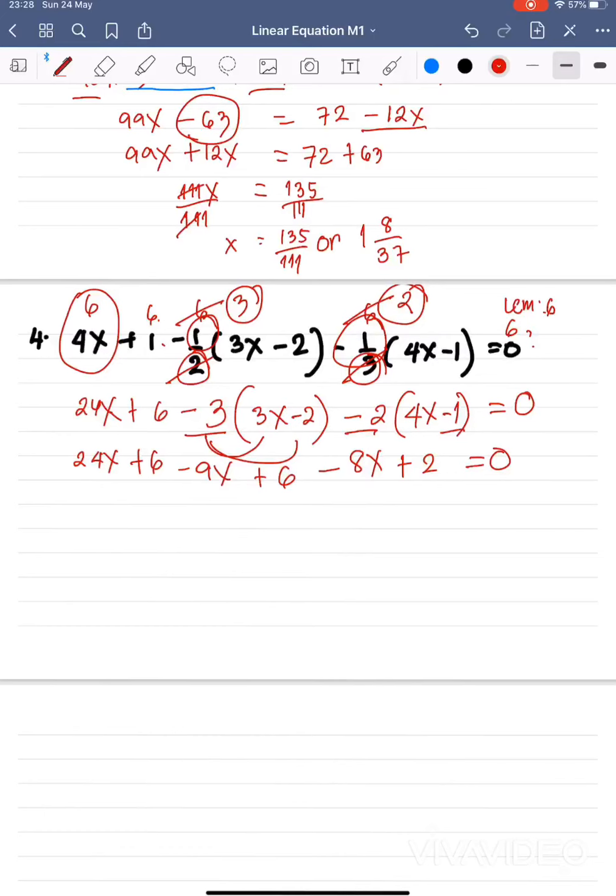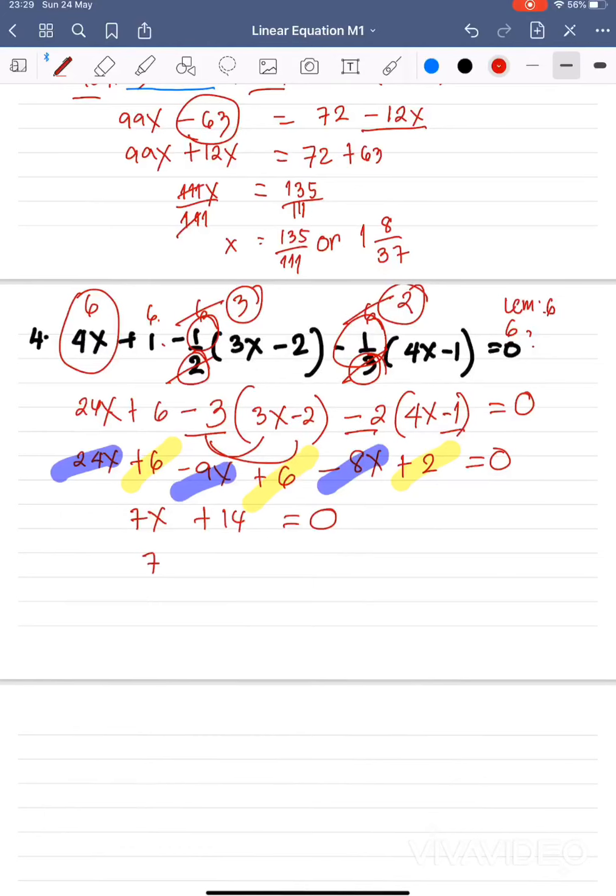This time, we are going to combine terms that are similar, meaning we will combine 24, negative 9, and negative 8. So 24x minus 9 is 15. 15 minus 8 is equal to 7x. Now, we are going to combine the constants. So we have positive 6, positive 6, and positive 2. So we will get 6 plus 6, 12, plus 2 is 14. That is equal to 0.